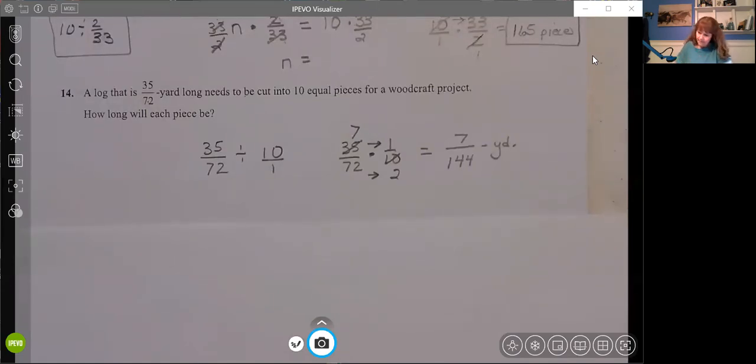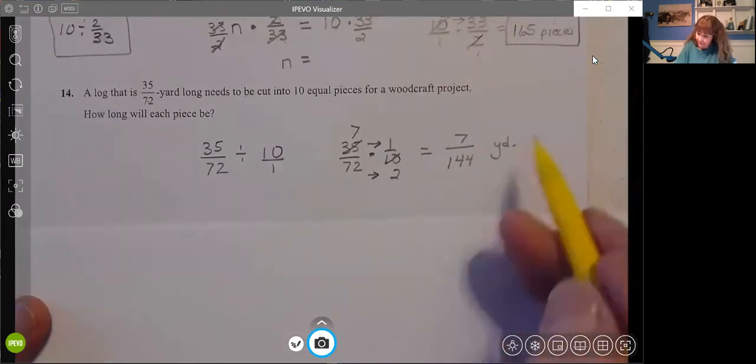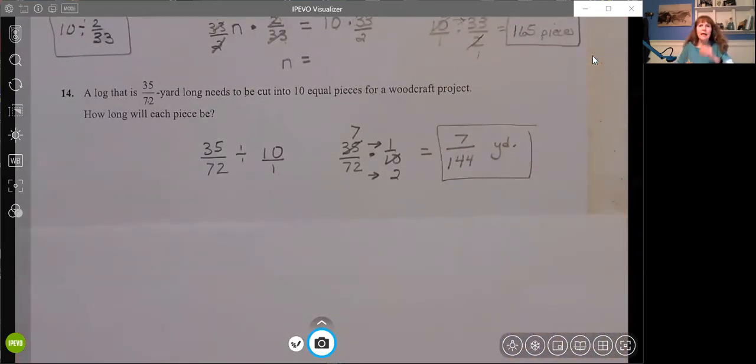Wow. I better not put that in case you guys think it's a subtraction. But that would be the number. That's how long each one would be in yards. And obviously, those of you going into construction or whatever would probably multiply that by 36 to change it into inches. But I would just divide. You're dividing it into 10 equal pieces. Okay, let's look at one more.